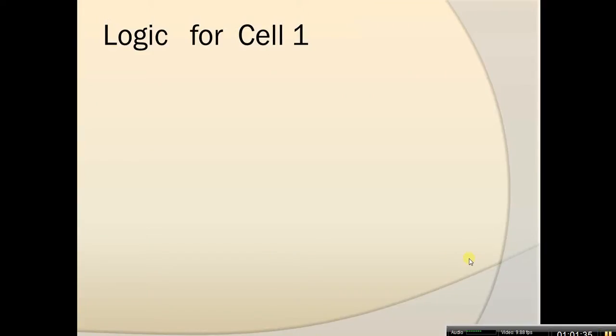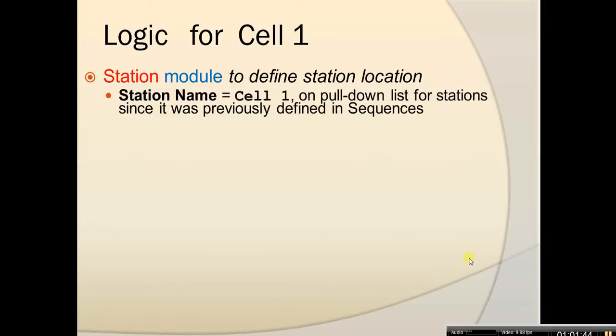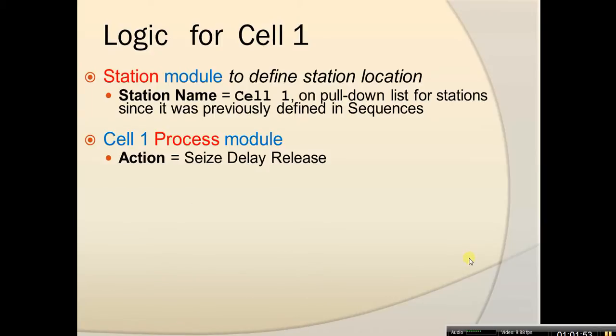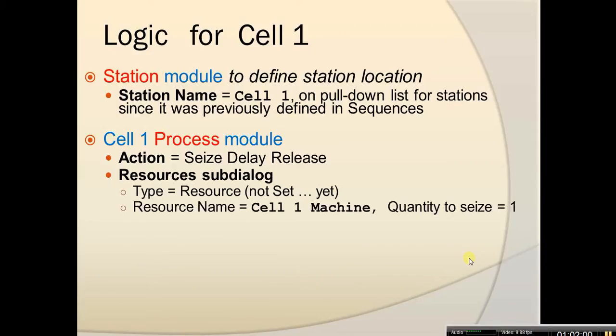And specifically, we're going to work on logic for cell 1. So we'll use a station module to define station location. So our station name will be cell 1. And then we have cell 1 process module. And the actions there will be seize, delay, release. We'll have resources subdialog. We'll get the resources. The resource name is cell 1 machine. We'll seize a single cell 1 machine, of course.